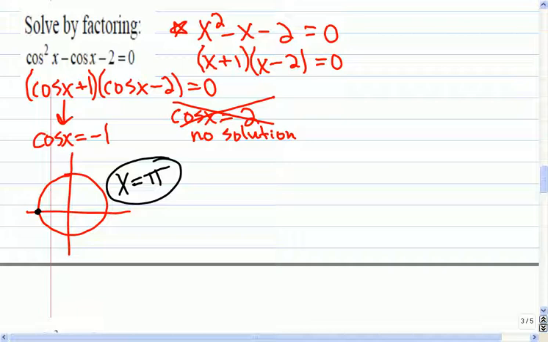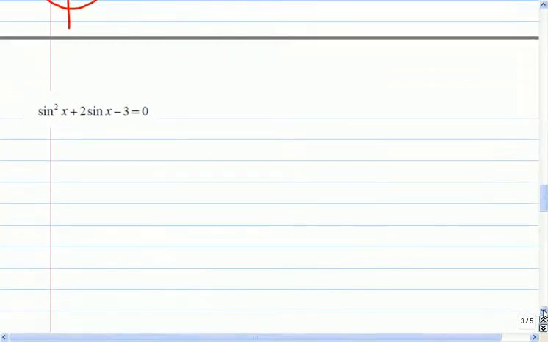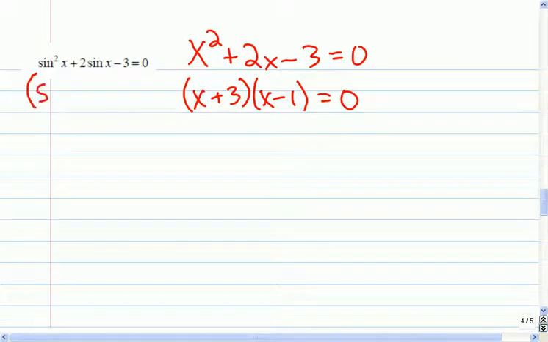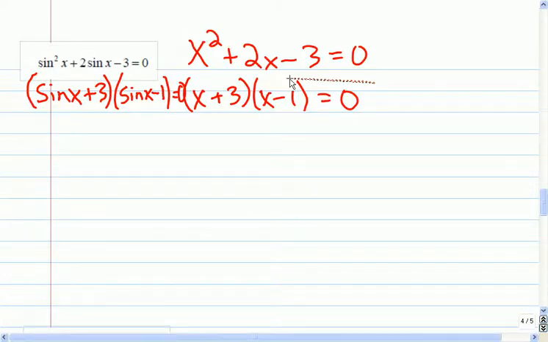Okay, so I'd like you to try that. See if you can do x squared plus 2 sine x minus 3 equals 0, and see if you can factor and solve. Okay, so again, if it's getting confusing, this is where I would say you want to start to think this is the kind of parallel equation you'd be solving. So to factor this, it would be x plus 3 and x minus 1. That means the one I'm actually trying to solve is sine x plus 3 and sine x minus 1 equals 0.